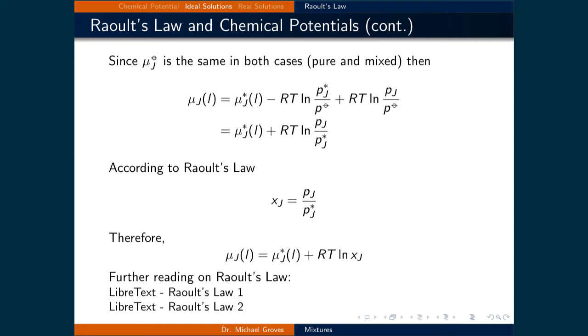And so according to Raoult's law, we can also write that the mole fraction of the jth component is equal to the actual partial pressure of component j in the mixture divided by the partial pressure of the jth component when pure. So doing so, we get the chemical potential of the jth component is equal to the chemical potential of the pure jth component plus RT times the natural logarithm of the mole fraction of component j.